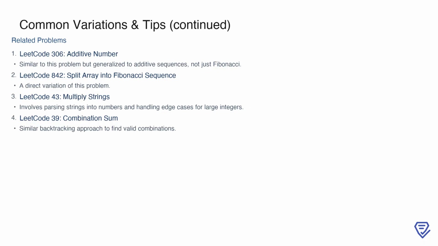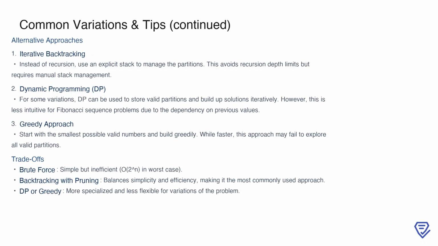LeetCode 43, Multiply Strings, might seem unrelated at first, but it shares challenges like parsing strings into numbers and managing large integers, making it a good practice problem for handling edge cases. Lastly, LeetCode 39, Combination Sum, involves a similar backtracking approach, where you look for valid combinations that meet certain constraints. Exploring these related problems can deepen your understanding of partitioning, recursion, and edge case handling, which are central to this problem. There are also alternative approaches you can consider when tackling this problem.